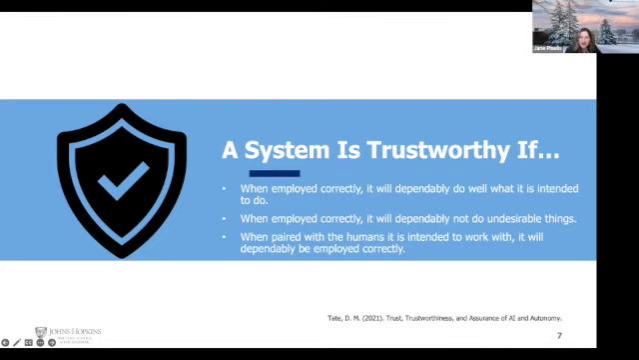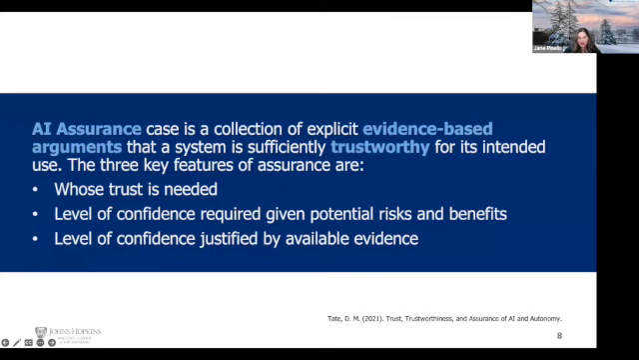Thank you very much. So now we've established what trustworthiness means, and I recommend reading David's paper on that. It has a nice discussion of all of these concepts. How does trustworthiness relate to AI assurance, the concept that we're here to discuss today? Well, AI assurance is really a collection of arguments. Some of them are based on evidence, and some of them are based just on logic that show that the system is sufficiently trustworthy for its expected use.